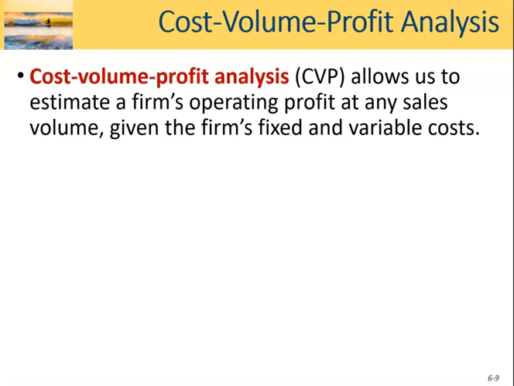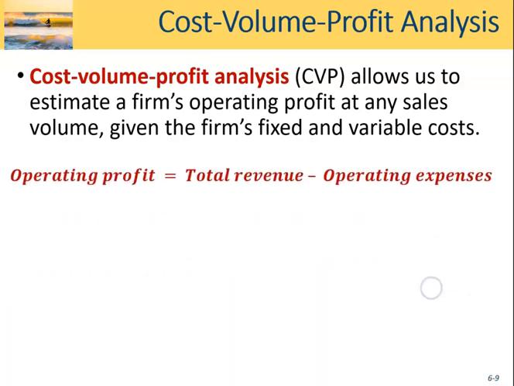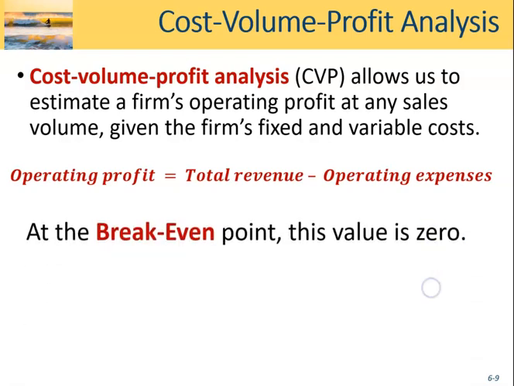So we want to figure out, based on certain sales volumes, if we sell 50 markers, how much are we actually going to profit? So we've got our operating profit equals total revenue minus our operating expenses.